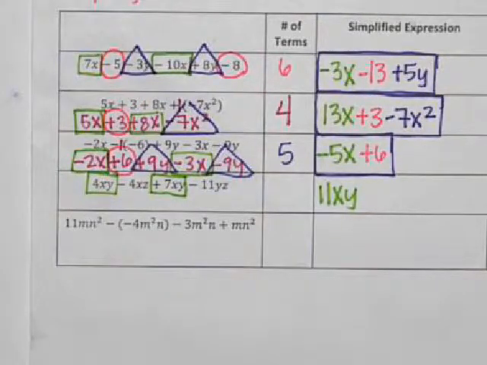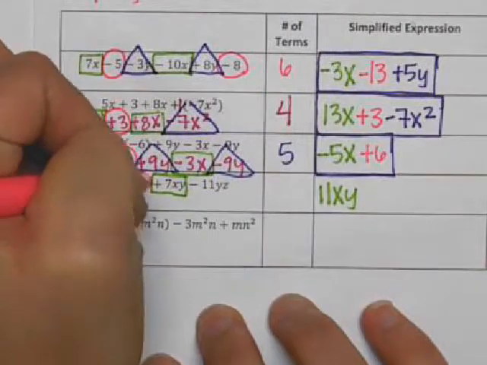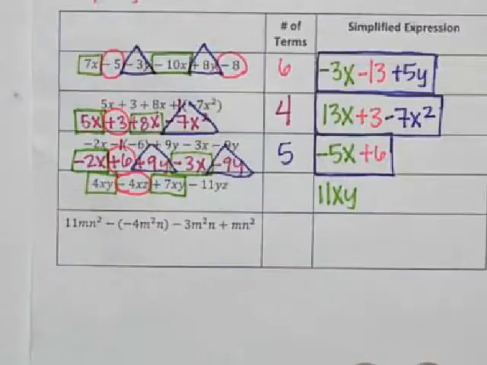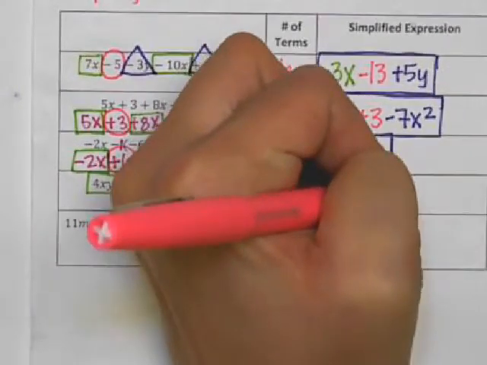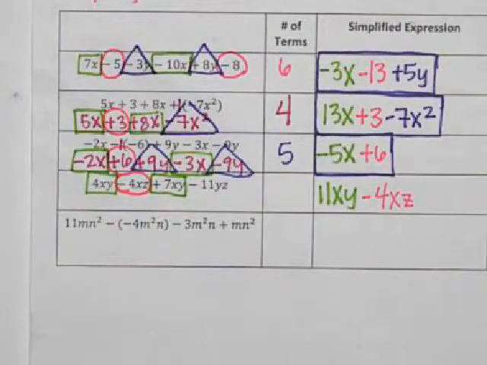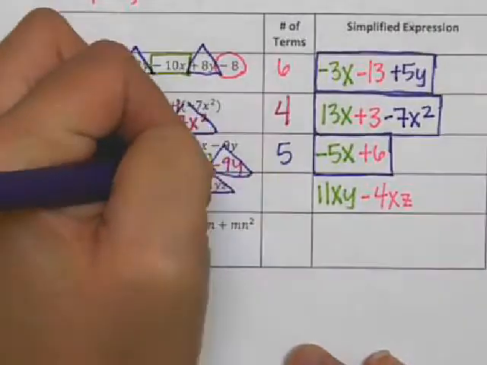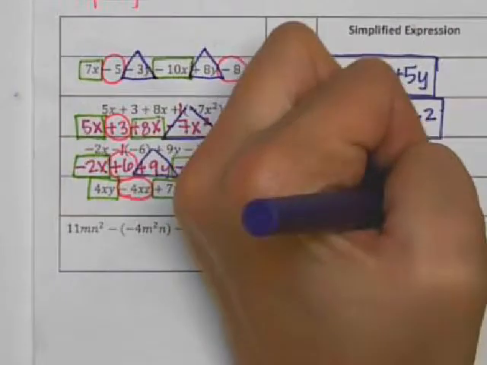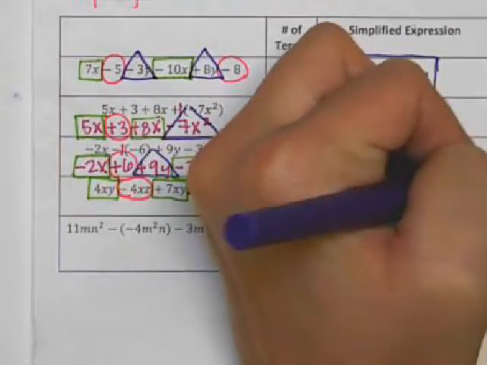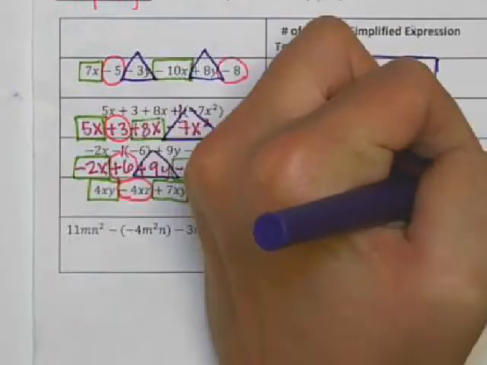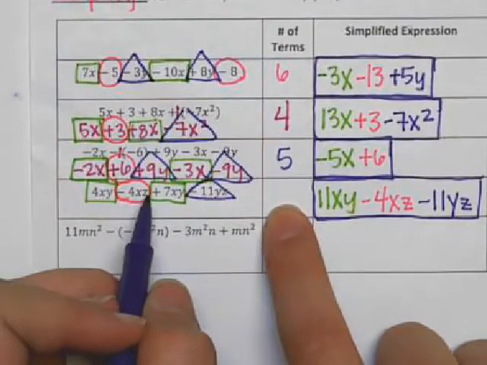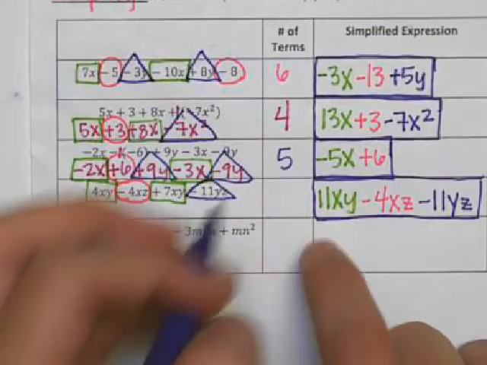Okay? Then I'm going to put a circle around my next term, -4xz. This does not have a like term, so I'm just going to go ahead and bring it over, -4xz. And then my last term, -11yz, does not have a like term, so I'm just going to write it down. And this is my answer. Oh, I forgot to write the number of terms again. I've got 1, 2, 3, 4 terms that I started with.